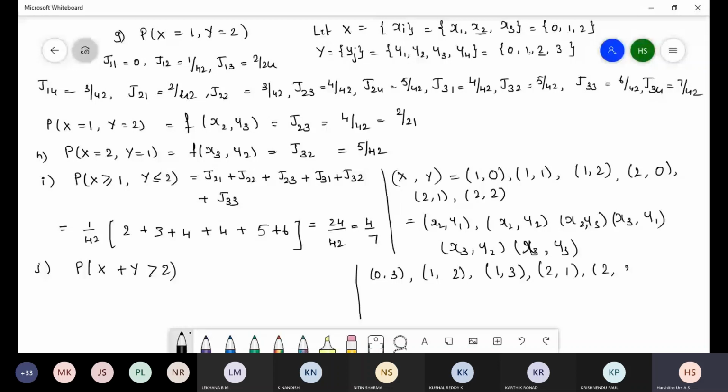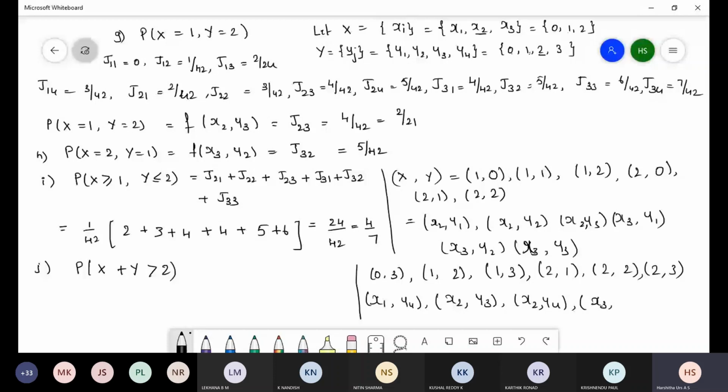For this, here x1, y4. Again x2, y3; x2, y4; x3, y2; next x3, y3; x3, y4. These are the values.